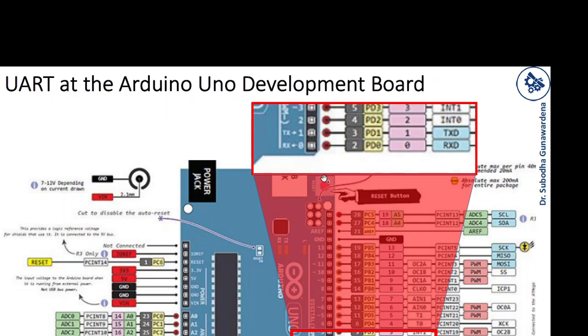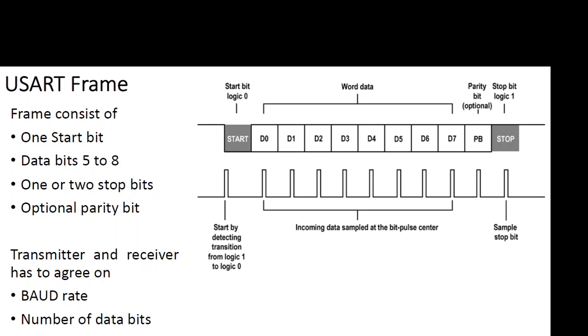So in order to use the serial port, we have to do certain configurations. So what are these configurations? In fact, when we are working with serial communication, the transmitter and the receiver have to agree to certain things. Number one is the baud rate. So the speed of transmission should be agreed by both sides. So if I am setting my baud rate to a certain value in my transmitter, at the receiver they have to set it to the same baud rate.